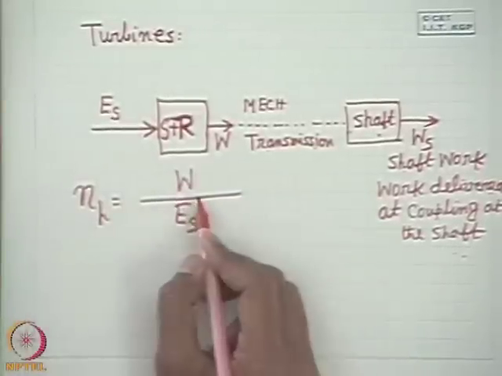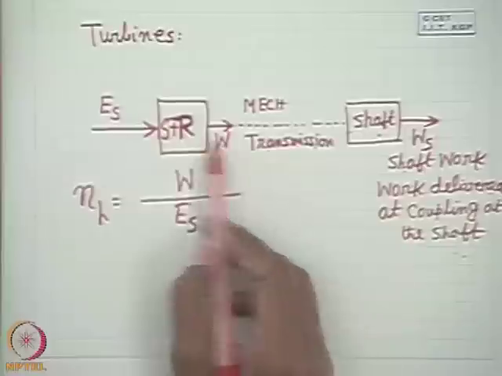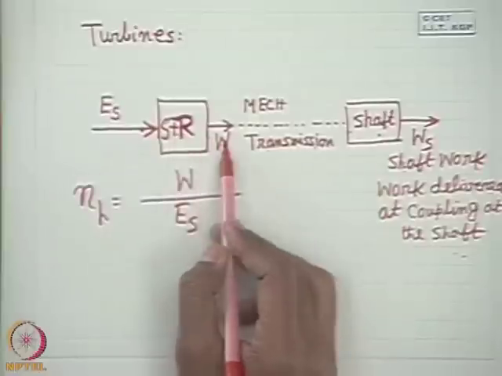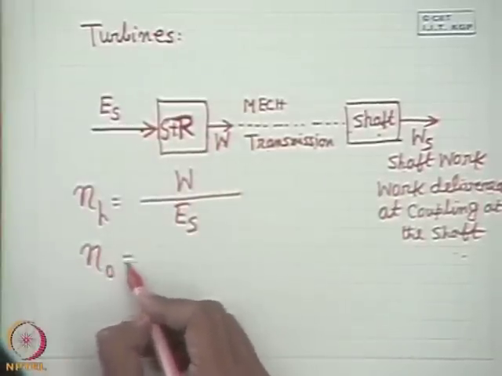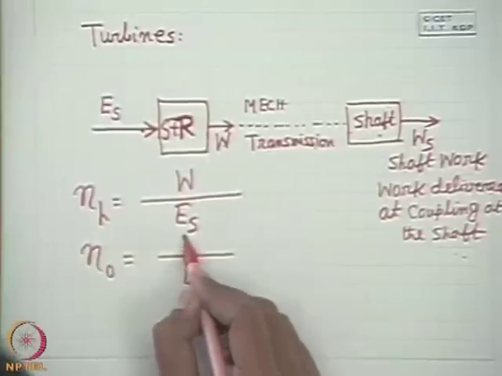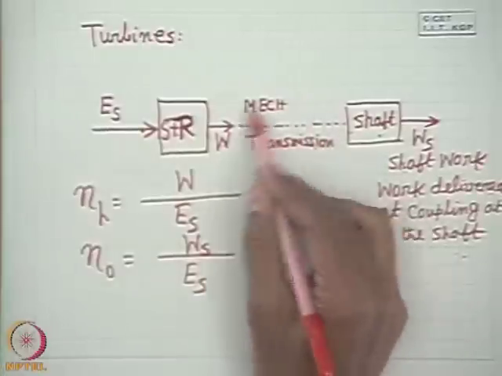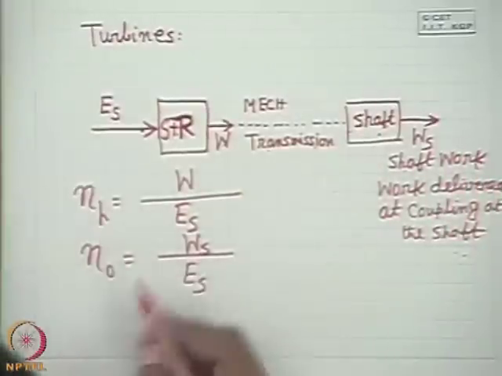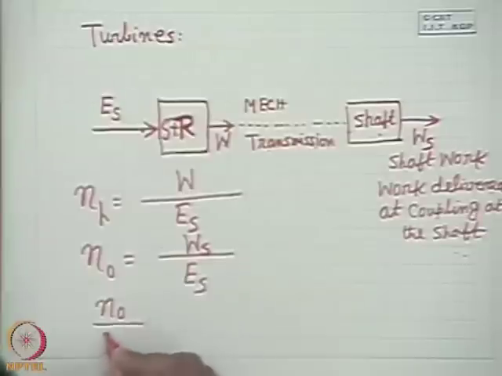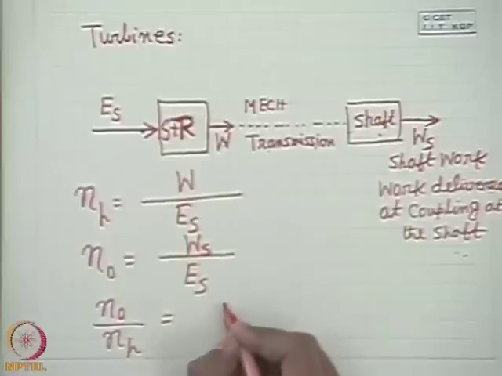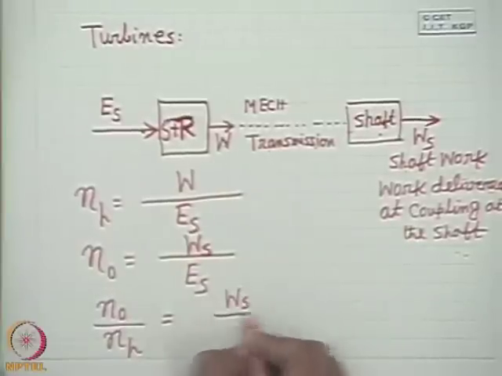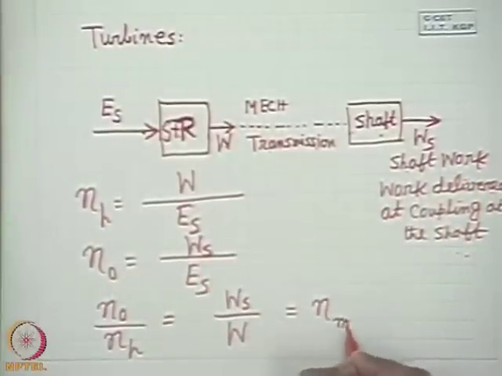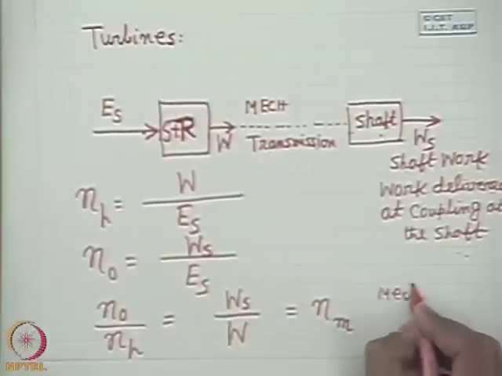That means it is dealing with this conversion from the stored energy of the fluid to the mechanical energy or output given by the rotor. Whereas the overall efficiency, the input is the same, ES, but the output is the final shaft work. That means it takes care of the losses in the mechanical transmission system, the losses due to bearings, glands, shaft couplings, all these things. So if you see from the two, what is eta O by eta H? Eta O by eta H will be WS by W. That means this is the ratio between these two, which can be defined as eta M, that is mechanical efficiency.